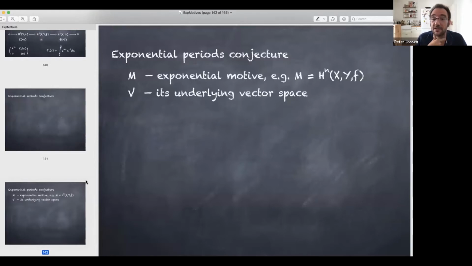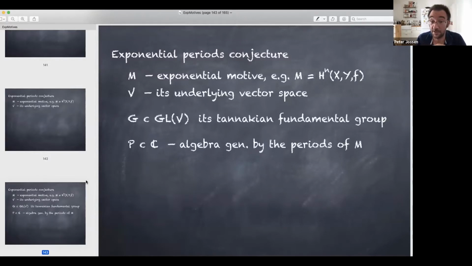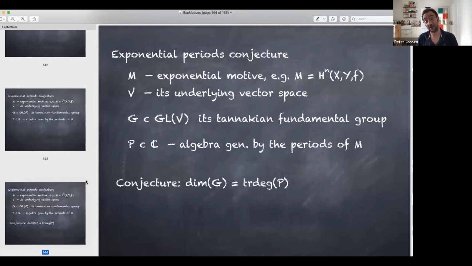So let's take an exponential motif, just any, with underlying vector space. Let's look at the fundamental group. And then let's look at the algebra generated by the periods of M. I mean, the algebra generated by the entries of a period matrix of M. Such matrices we have just computed. And the conjecture would be that, at least numerically, the dimension of G would be the same thing as the transcendence degree of this algebra. So in the example before, we had 3 non-zero periods, e to the minus a, exponential integral of a and 2 pi i. And the period conjecture here would say that these 3 numbers are algebraically independent.